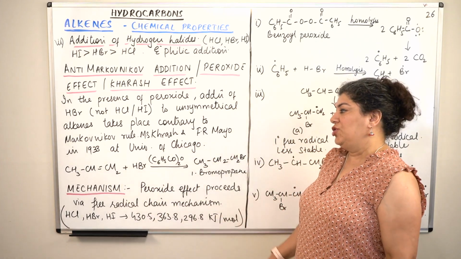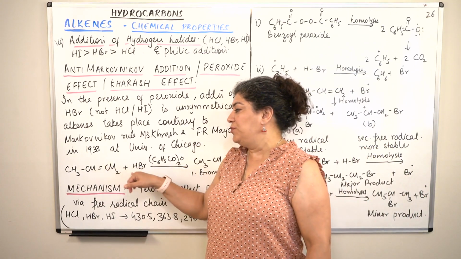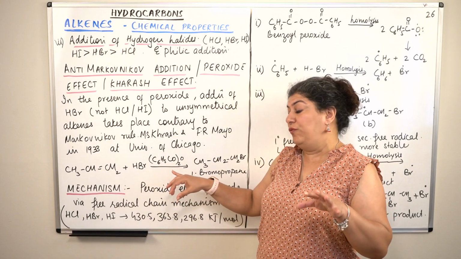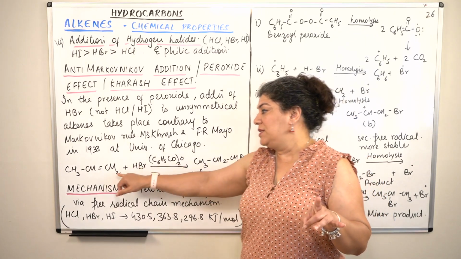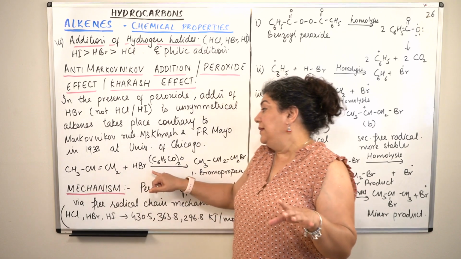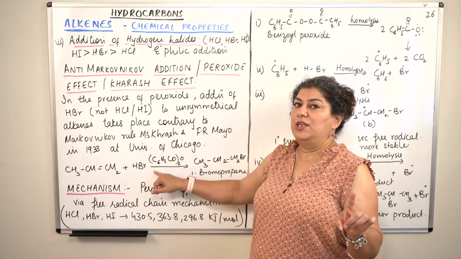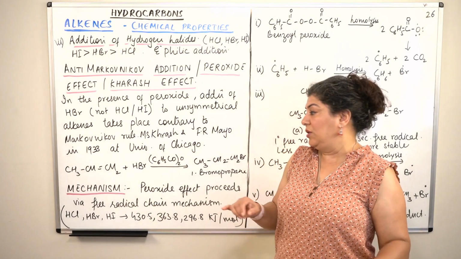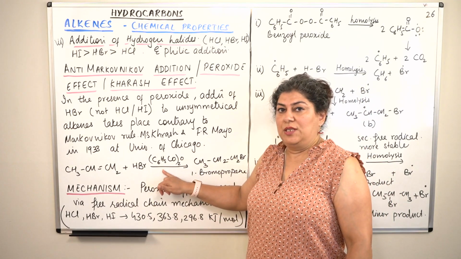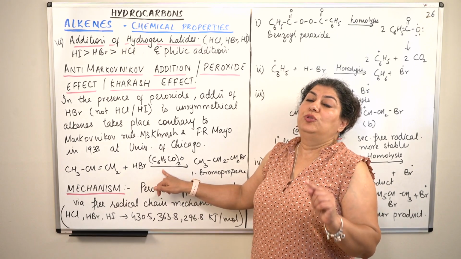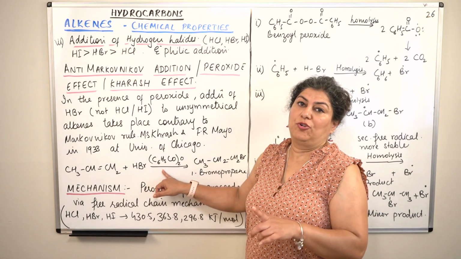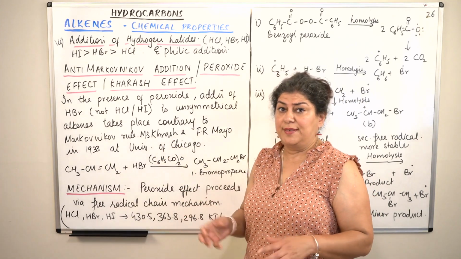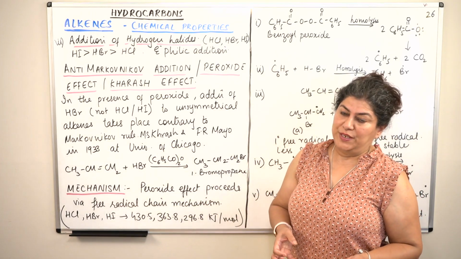In the examination, you may be given the addition of HBr to an unsymmetrical alkene. Now what you have to focus on here would be, is the alkene unsymmetrical? Then if it is unsymmetrical, the addition will either take place by Markovnikov rule or it will take place by anti-Markovnikov rule. If a peroxide is present, then you will have to show the addition to be an anti-Markovnikov addition. And if the peroxide is not present, then it would be a Markovnikov addition.